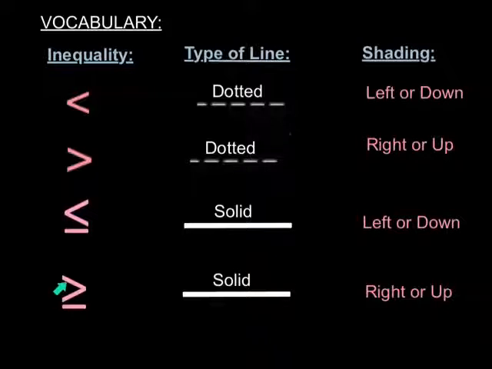The last one is a greater than or equal to symbol, and this will be a solid line again because it has the bar at the bottom. And you will shade to the right if your line is vertical, or up if your line is horizontal or slanted. Now, remember, these inequalities and these directions only work if your y is on the left side. So you would need to see your y on this side of the inequality, and the rest of the equation is on the right side.